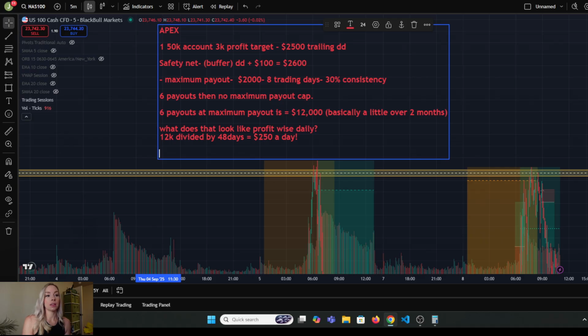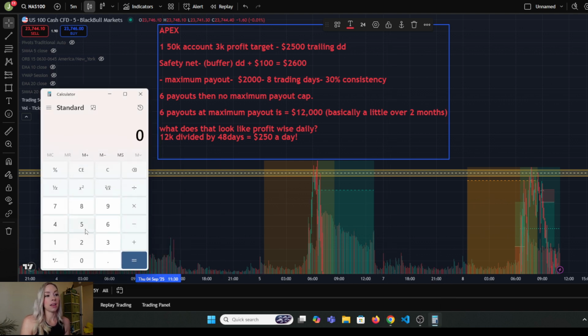Well, you could take $12,000, would be the 6 payouts of $2,000. That's where that math comes from. So 2,000 times 6, 12,000. And then we know that we have the 48 days, right? So breaking that down and dividing it all, that's giving you $250 a day. Is it easy for you to get $250 a day? What does that look like, right?